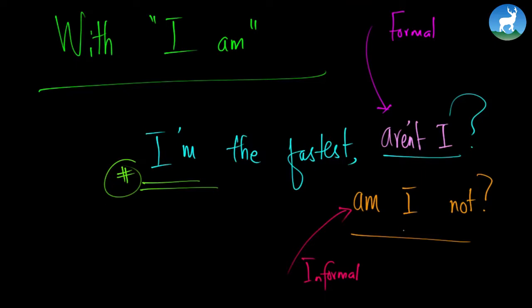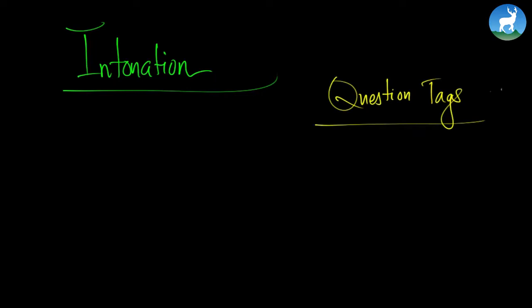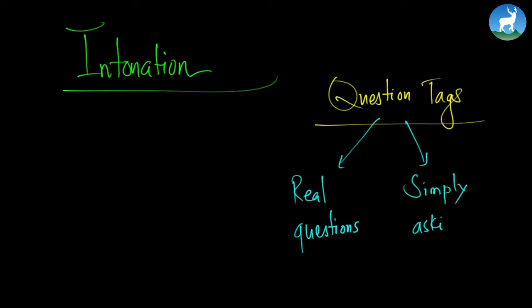Now let's talk about intonation a bit. Question tags can either be real questions where you want to know the answer, or simply asking for agreement when we already know the answer. So basically question tags could be of two kinds. First are real questions. Second are simply asking for agreements.